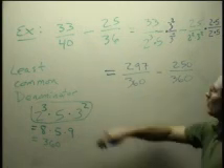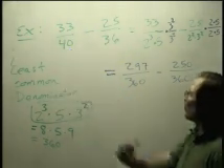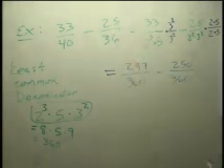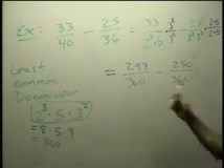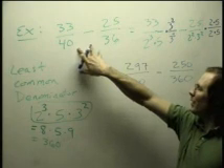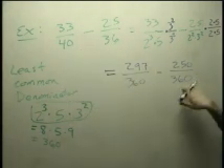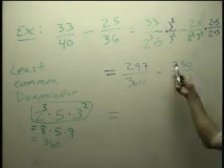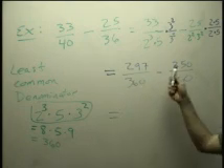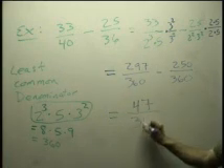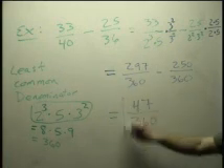So 297 over 360 is the same as 33 over 40. And 250 over 360 is the same as 25 over 36. But now, even though they're the same, I couldn't subtract these, I can subtract these because the denominators are the same as each other. And I do that by subtracting the numerators. 297 minus 250 is 47. Again, just as before, it's over my common denominator.